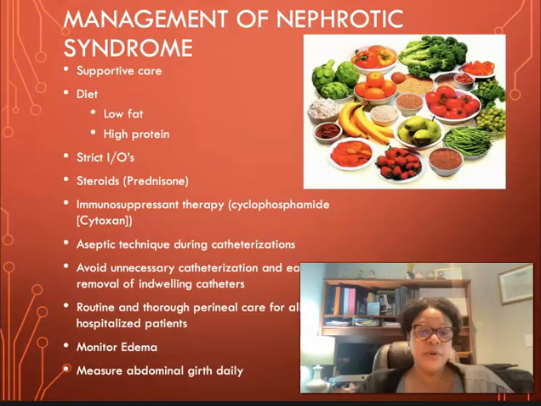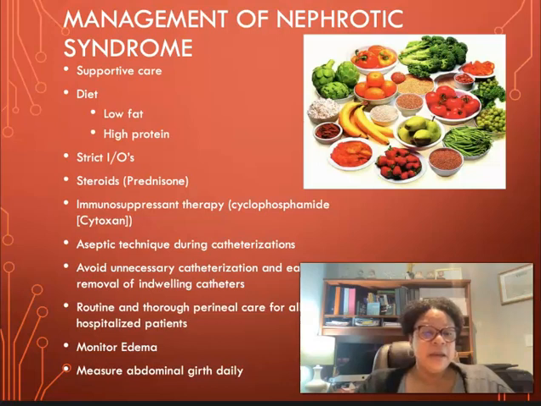All right, so let's move on to some more management of this situation. First of all, always be supportive. Their diet is going to be low fat, high protein, even though if they are in a severe situation the protein isn't going to help as much, but it's always good to give their body some more protein. They're going to have strict I's and O's. We're going to put them on steroids because this is an inflammatory situation. We also might have to put them on immunosuppressant therapy as well.